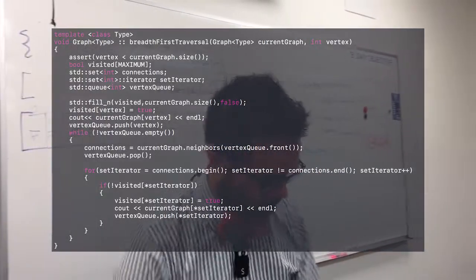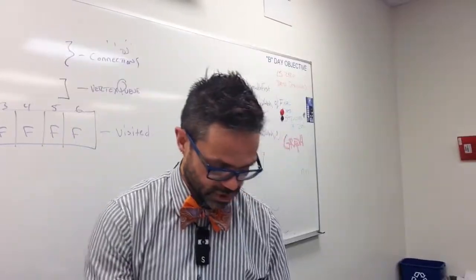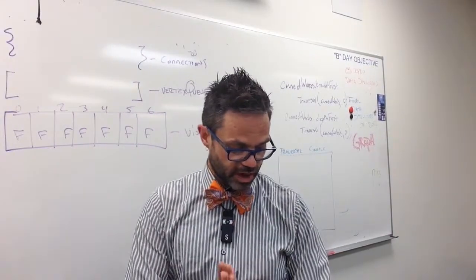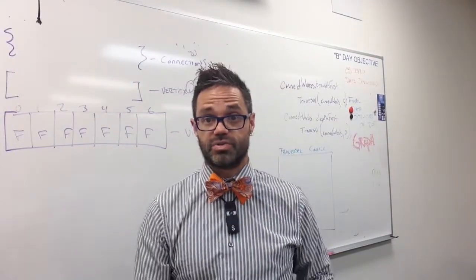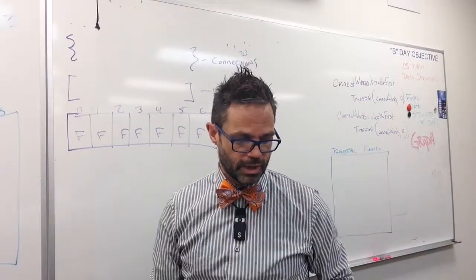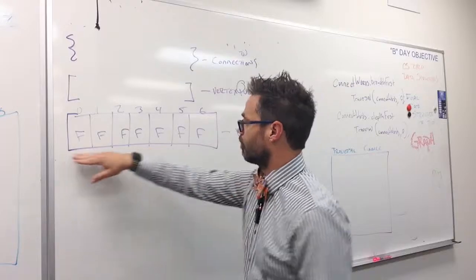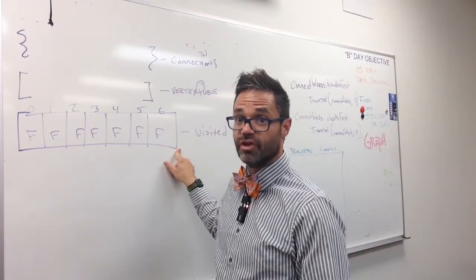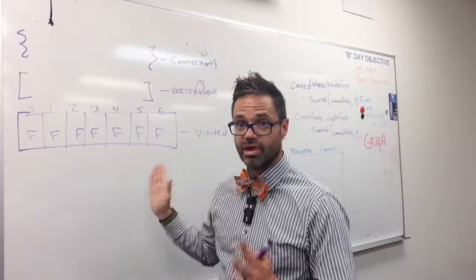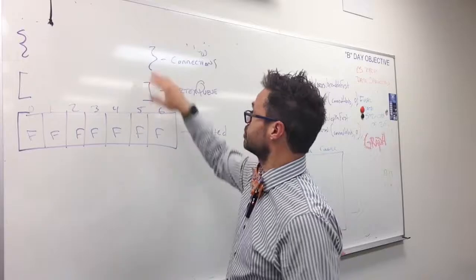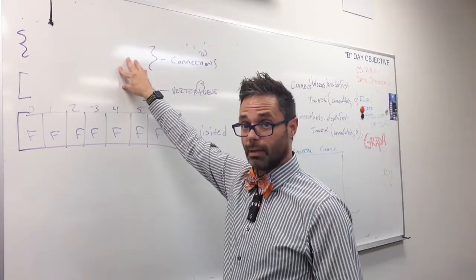And so we have our breadth first traversal. The first thing we have to do is assert that the vertex we're looking at is within size. Since I'm passing it 0 and we have a size of 6, we're totally good to go. The next thing we do is declare our Boolean array called visited. Right here we've initialized all of them to false using the fill_n method as part of the standard library. So we have all of them ready to go. We have our set of connections, which is a set of values, which we're going to use multiple times.